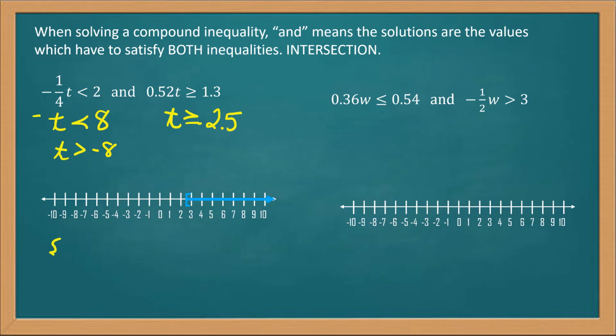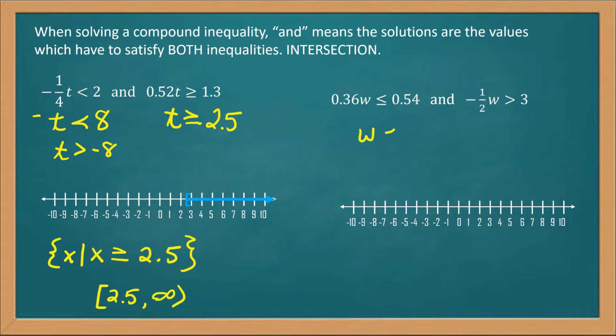And so that's the one that you'll put on your number line. Then to write your set notation, you're going to say x such that x is greater than or equal to 2.5, and so that set in interval notation is just going to be from 2.5, including 2.5, up to infinity.